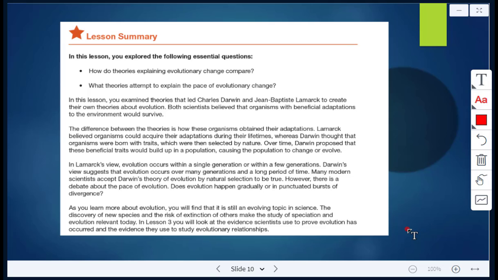So in Lamarck's view, evolution occurred within a single generation or within a few generations, and then Darwin's theory suggested that evolution occurs over many generations and a long period of time.